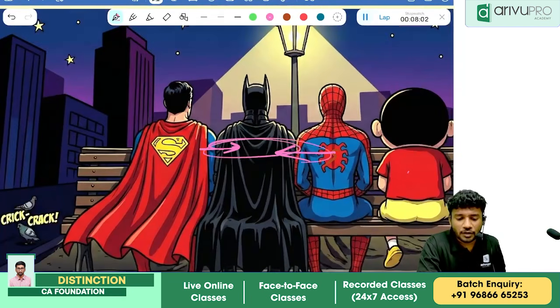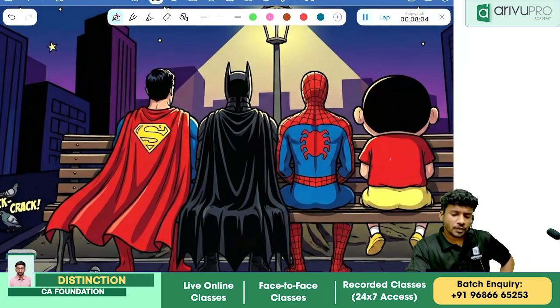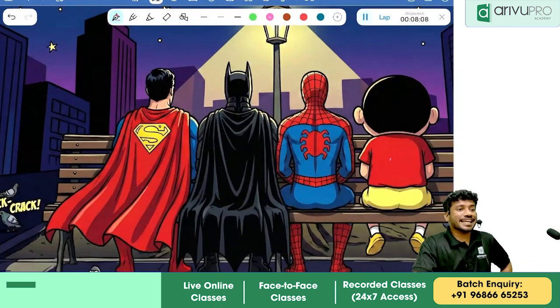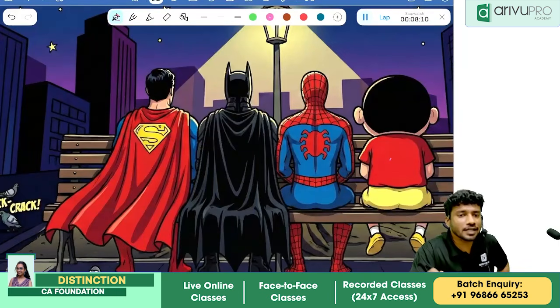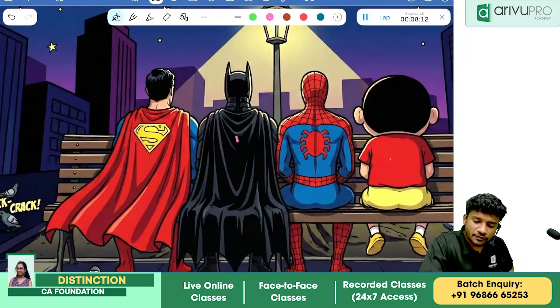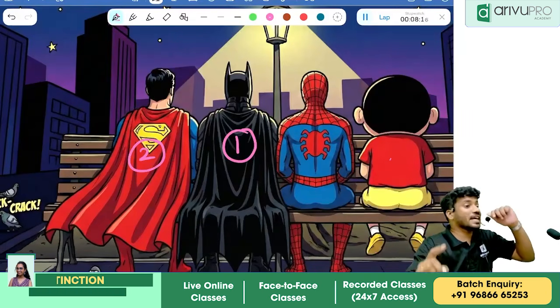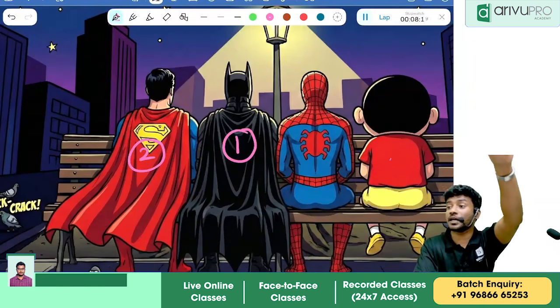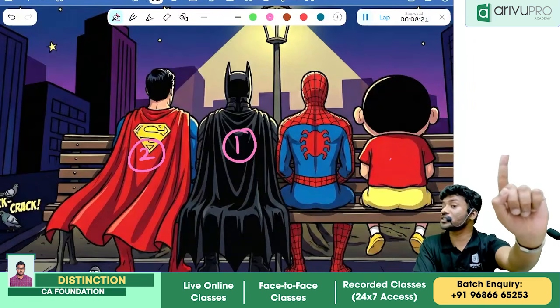Now people, Superman is sitting second to the left of Spider-Man. Is it correct? Second to the left. First left, second left. That is correct. So when I say second to the left, how many people are there in between? One person is there in between.